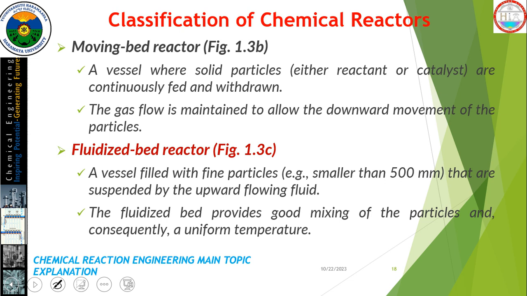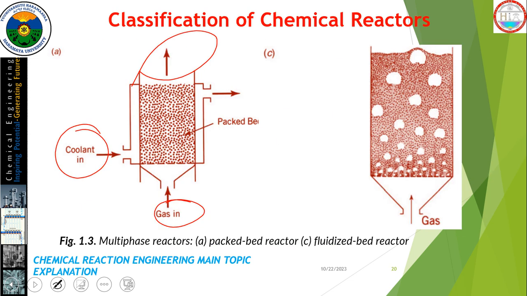A fluidized bed reactor is a vessel filled with fine particles, which means those fine particles are smaller than 500 micrometers, that are suspended by the upward flowing fluid. The second point is that the fluidized bed provides good mixing of the particles and it controls the temperature of the system, which means that the temperature throughout the fluidized bed reactor is constant. So figure C is considered a fluidized bed reactor.